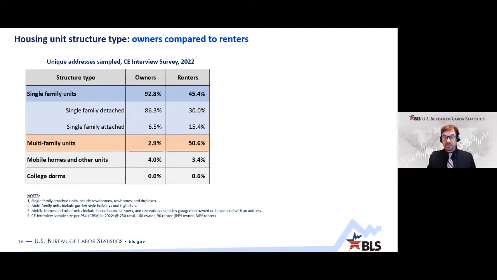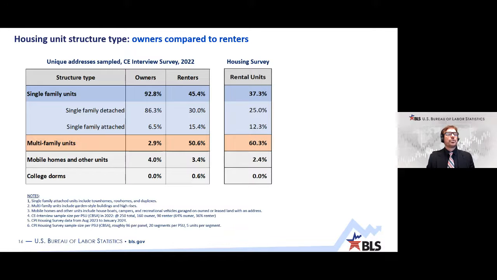So how does this square with our housing survey, a completely different independent survey? You can see from our housing survey, the rental units are almost 40% single family, with only about 25% single family detached and 60% in multifamily unit structures. Now, the housing survey distribution is very similar to the renters from the CE, but at issue is this. We have 25% of our housing survey sample that's single family detached. But because we're using it to approximate or impute owner's equivalent rent change, is this a good representation? These 25% units need to represent 86% of the owner housing units for the OER index.